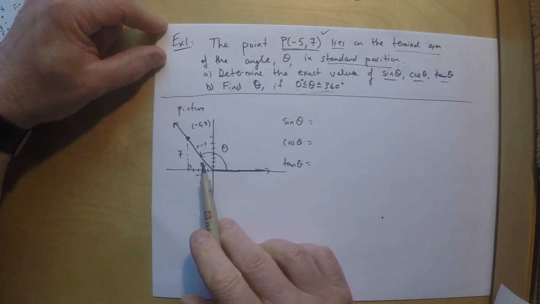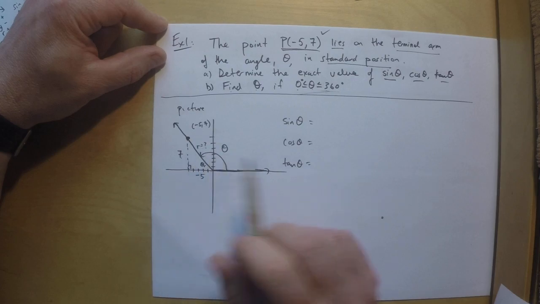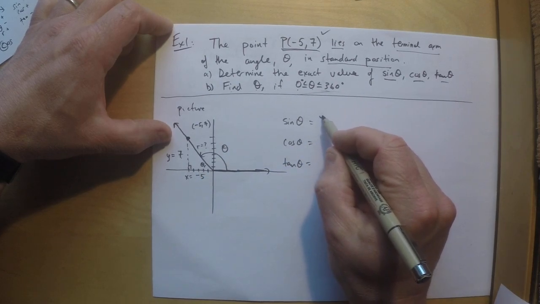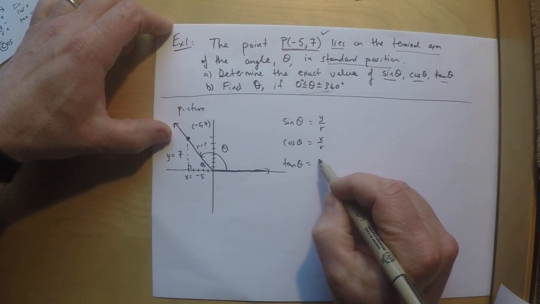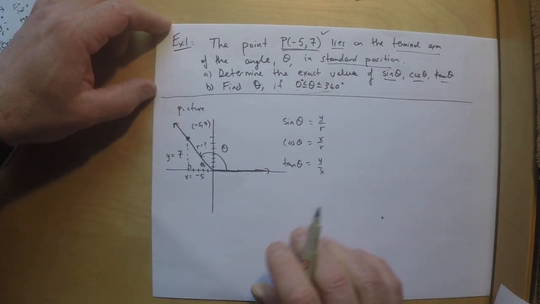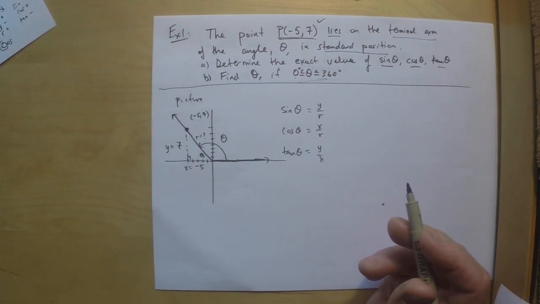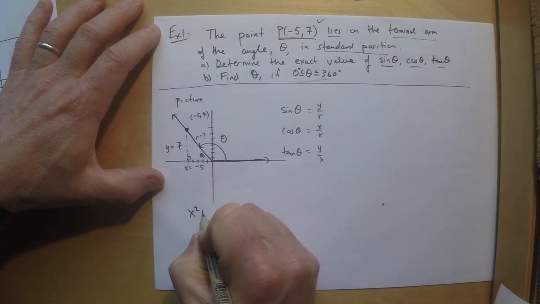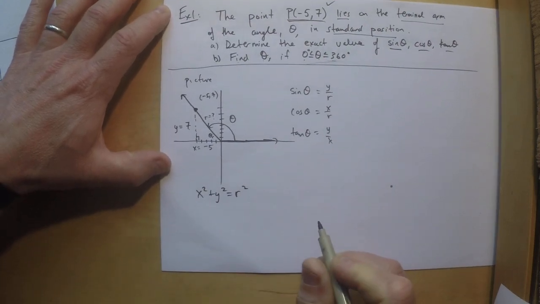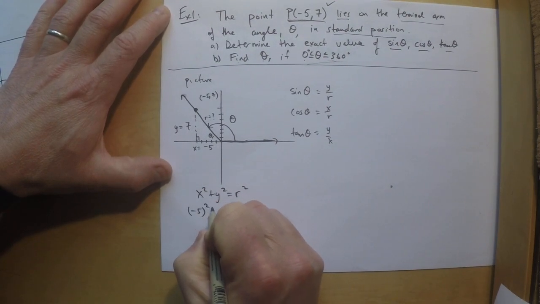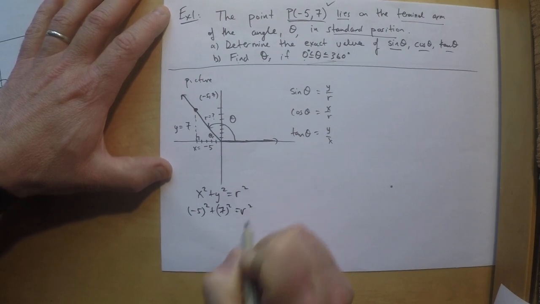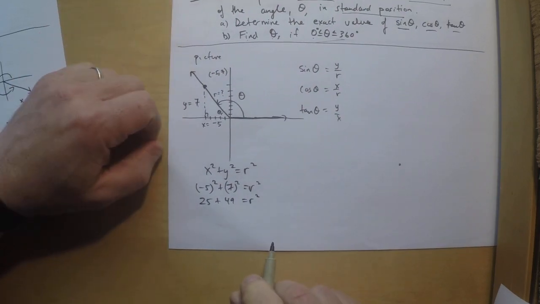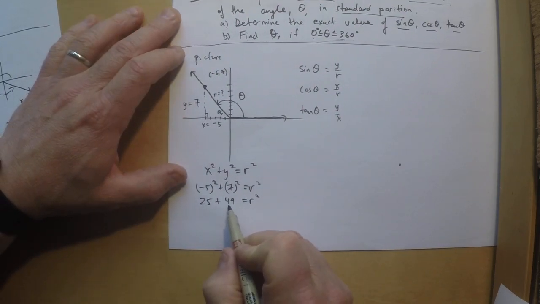Either by the picture would tell me sine is opposite over hypotenuse. This is the y value, this is the x value, this is always going to be y over r, this is x over r, this is y over x. I just need r. Now how do I find r? My little buddy Pythagoras. So I know that x squared plus y squared equals r squared. I know that negative 5 squared plus 7 squared must equal r squared. 25 plus 49 equals r squared. So this gives me what?